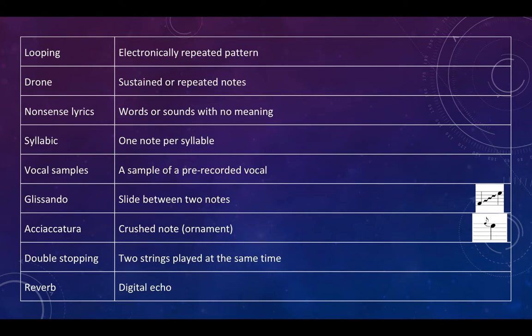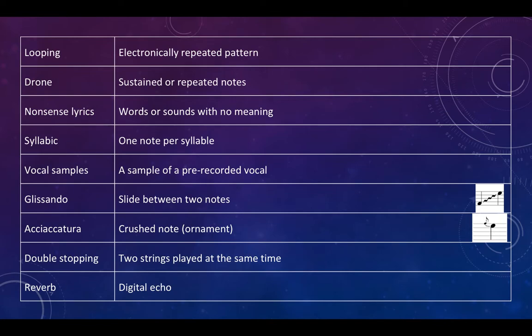So looping is a technique where you repeat a pattern but you do it electronically. So this is sort of like a post-production way of repeating a pattern. A drone is sustained or repeated notes, so similar to a pedal note. A drone could be more than one note, sometimes it's two. You tend to get that on instruments like a bagpipe, which has a sounding note or two notes that go throughout the way the instrument's played.